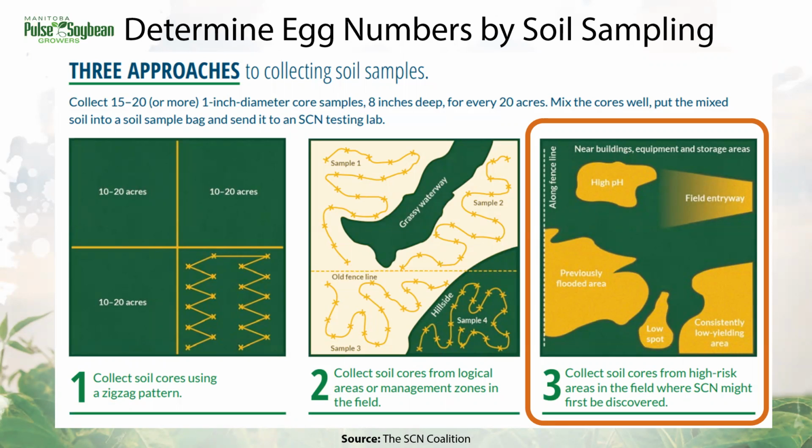The first is zigzag sampling. You can also sample different zones, or targeted sampling would be the third method. So right now we are looking at early detection, which would be kind of number 3, looking specifically at those high-risk areas of the field. Also, at low populations, soil tests might miss SCN. So just because you've received a negative result, that's not a definitive answer that SCN isn't present, just because it might have gotten missed. Those cysts are quite small.